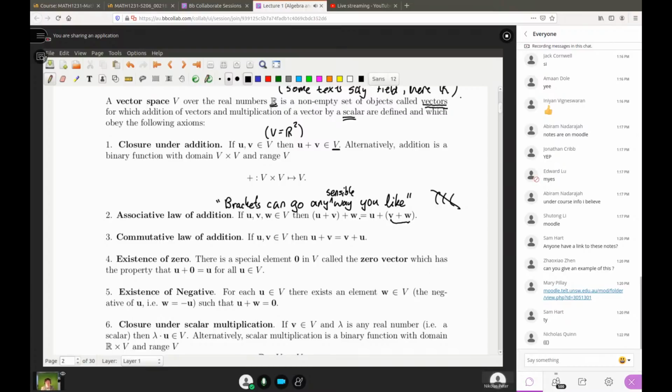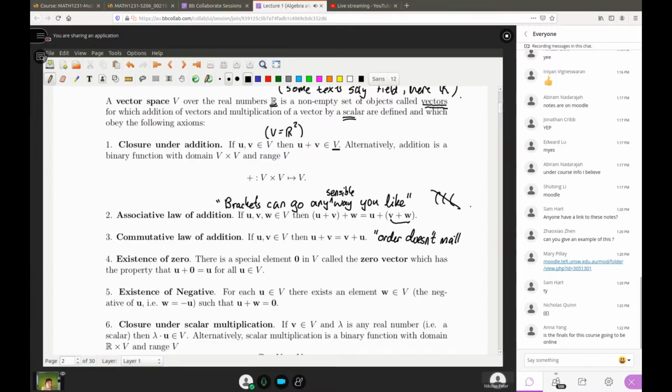Commutative law of addition. In algebraic symbols, it says that if you take two elements of your space, then you can add them up any way you like. That is to say, the order doesn't matter. That's a more precise way of saying it: the order doesn't matter. So here, I'm just going to say order. That's what that axiom means.